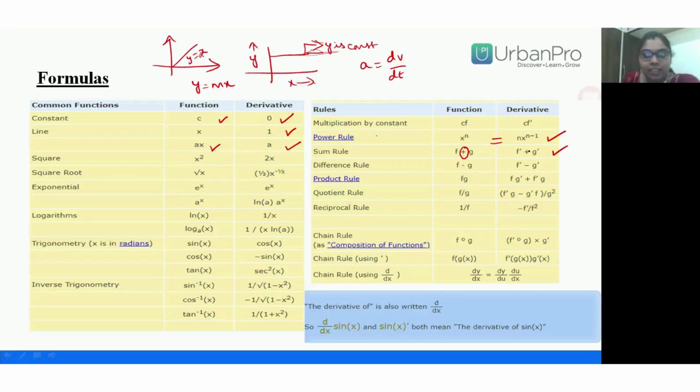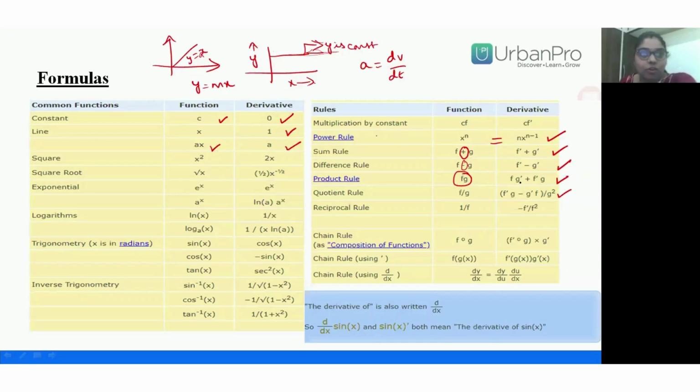And f minus g is the same thing. If they are separated by a minus operator, then you individually differentiate them and then subtract. If you have two functions multiplied together, then you have to apply the product rule. First you keep f constant and derive g, plus put g constant and derive f. Then you get the answer. Similarly, we have the quotient rule, f by g. For that, we have a formula.